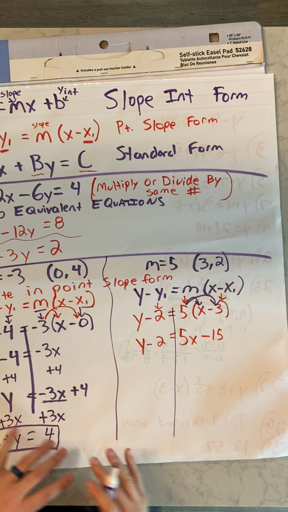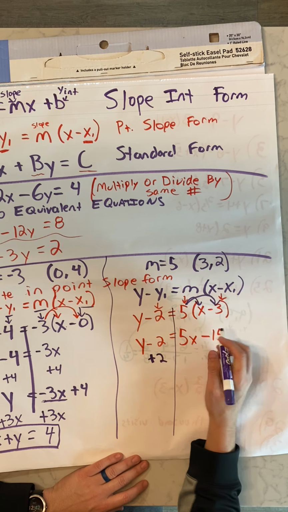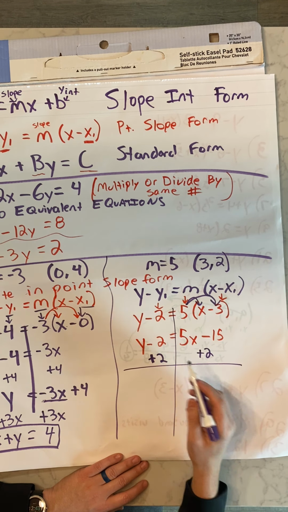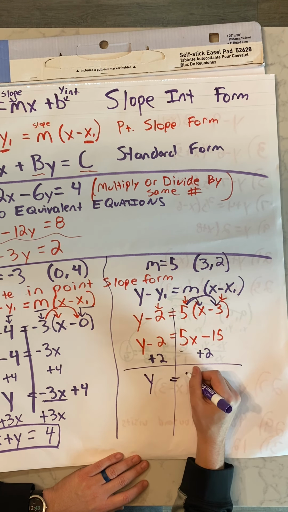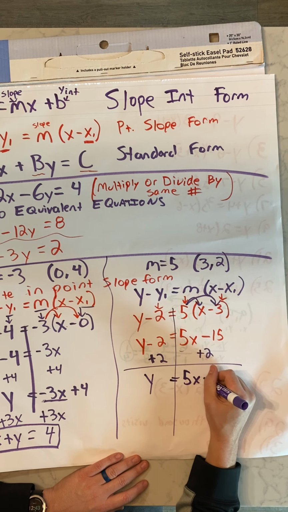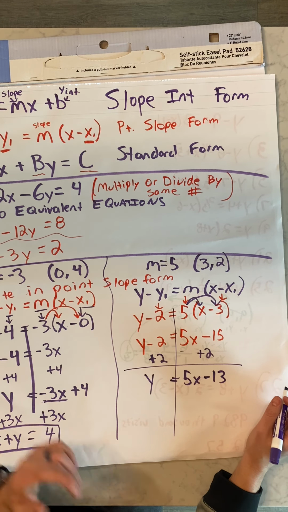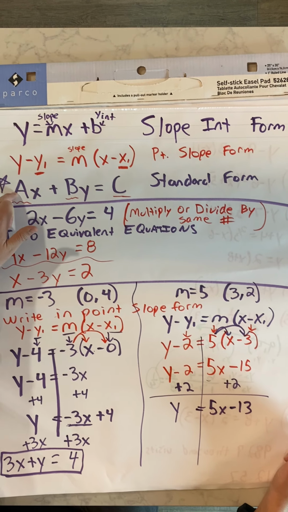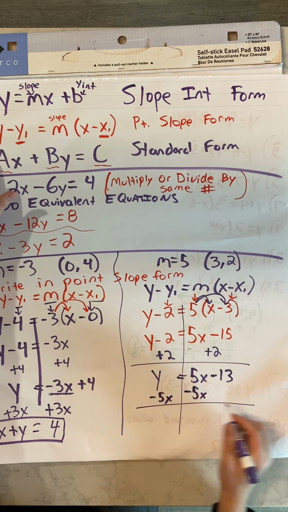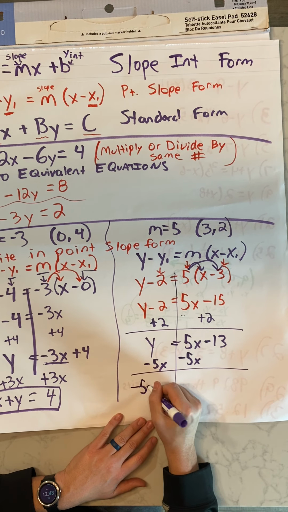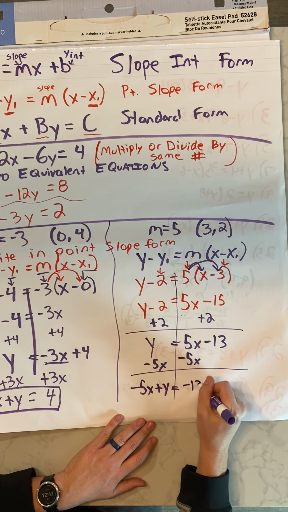Some of you could probably start doing these in fewer steps, but I'm just going to keep doing it the way I was doing it. I'm going to add 2 here, add 2 here. So we're left with y equals, well, we can't add 2 to this one, but we could add it to the negative 15. 5x, negative 15 plus 2 is negative 13. Remember to get it in that ax plus by equals c form, we want to get the x to the left side. So we're going to get negative 5x plus y equals negative 13.